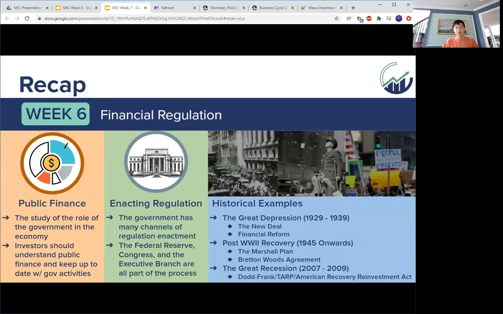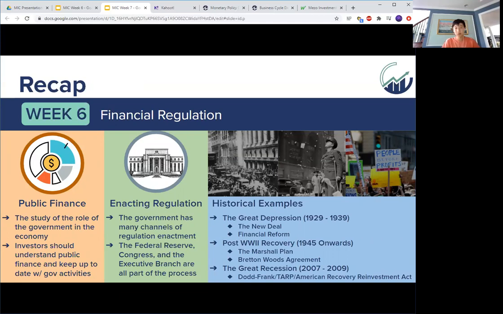But first, we should do a quick summary of what we learned last week. We started off last week's discussion on government and politics by looking at the field of public finance. In essence, public finance is the study of the role of the government in the economy, and it has three basic objectives. Number one, ensuring the efficient allocation of available resources. Number two, keeping track of the distribution of income among systems. And finally, number three, maintaining the stability of the economy.